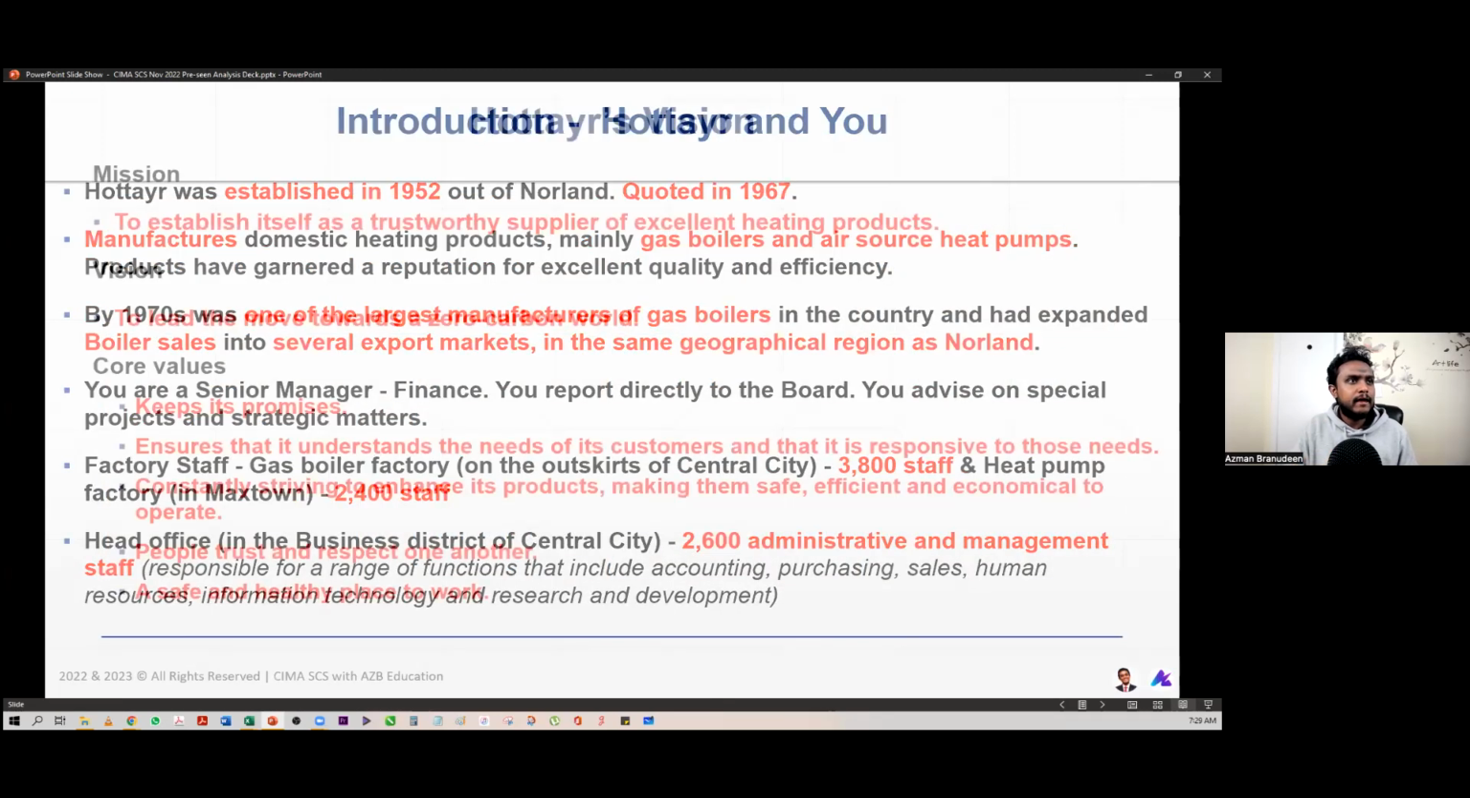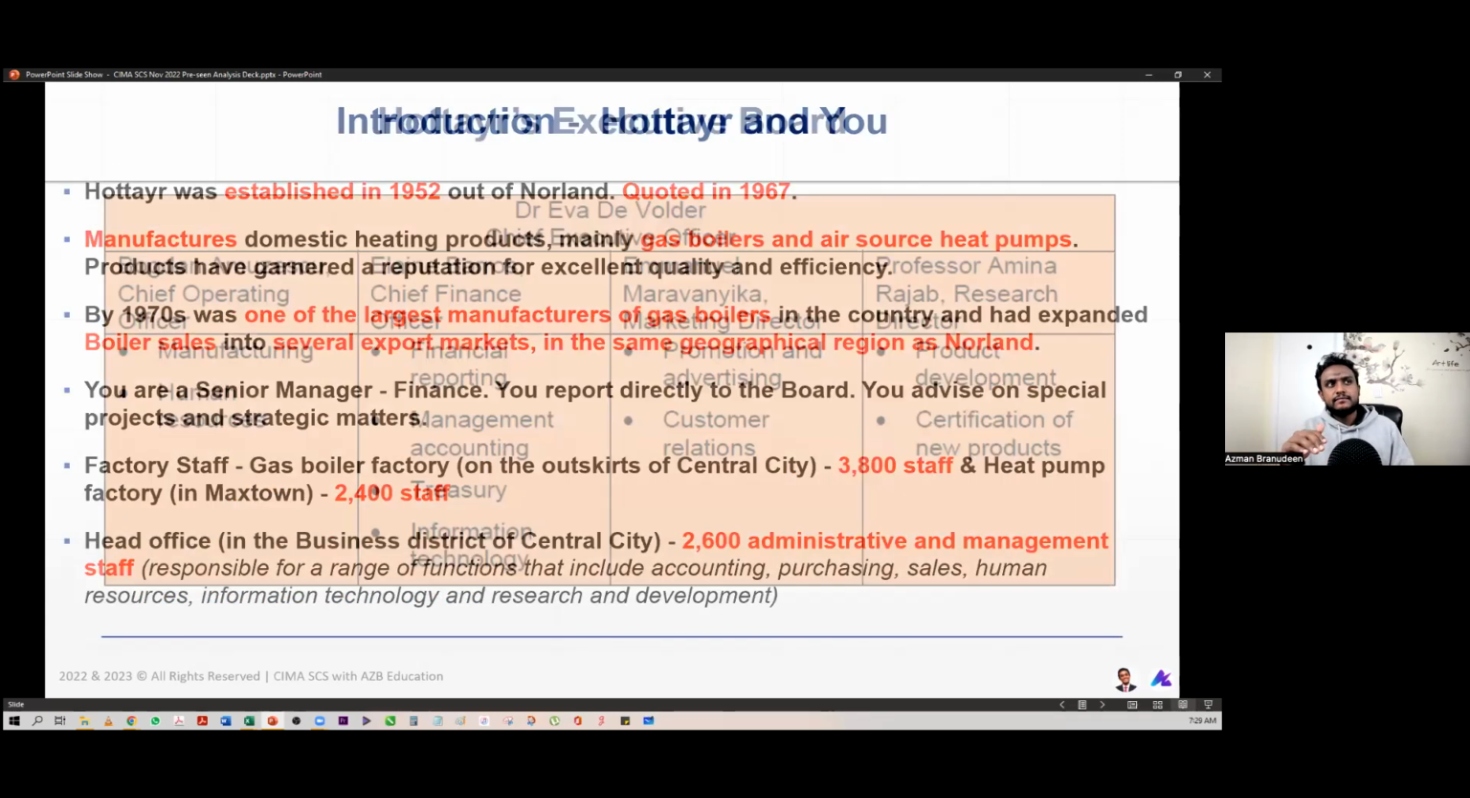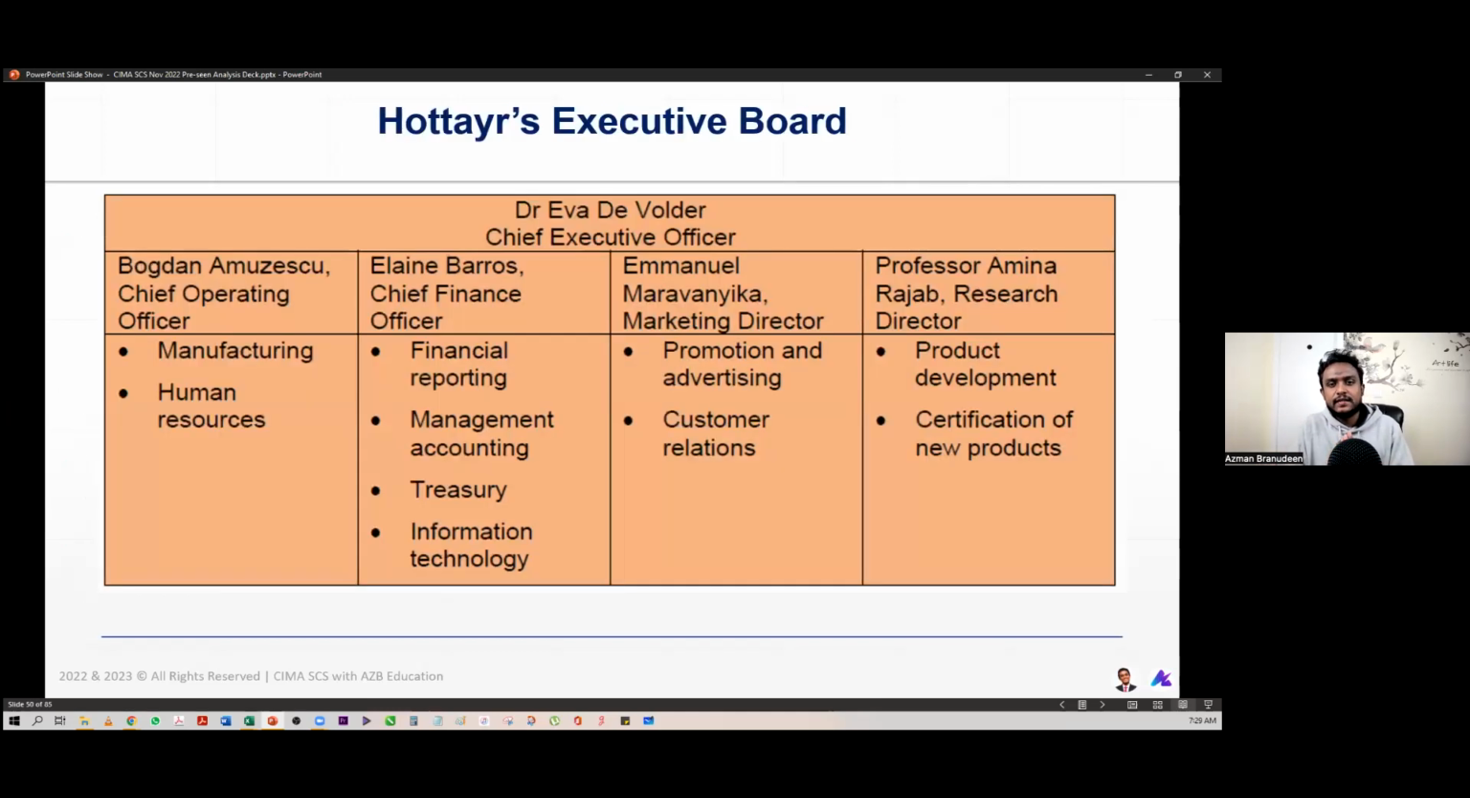All right. So in addition to that, what we need to understand is the leadership of the company. You have the executive team, which is comprised of 5 members: Dr. Evadi Walder, Bogdan, Elaine, Emmanuel, and Amina Rajab. And the 4 of them have 4 different sets of portfolios. You can really relate to all of them because they make sense. The only thing that is a little troubling is that the chief finance officer is in charge of IT. So you don't really have a person who is committed to IT.